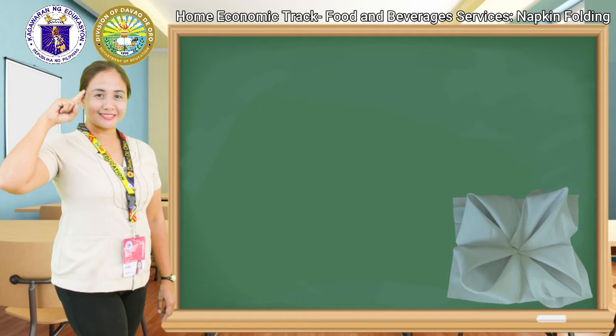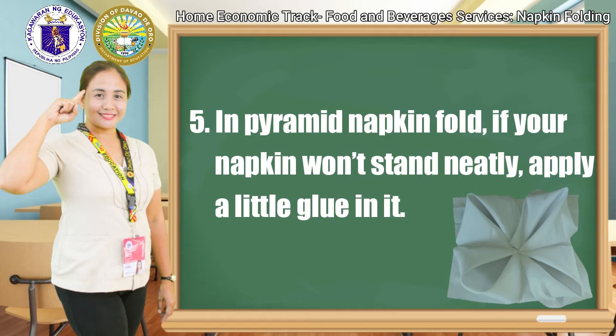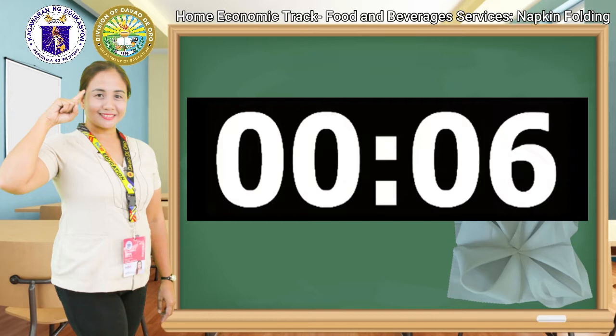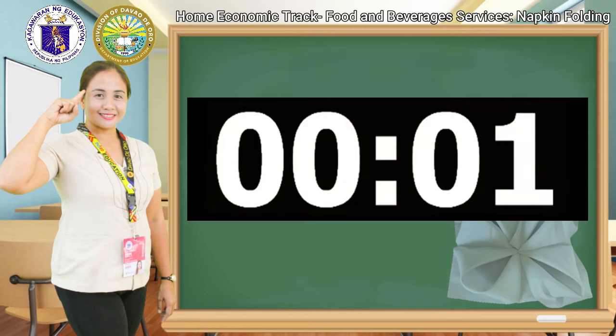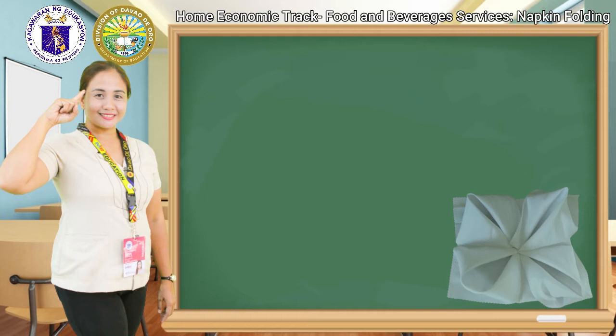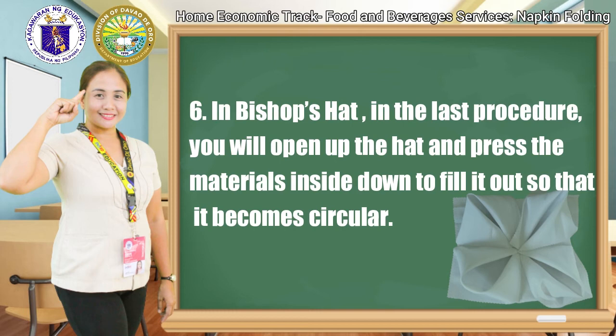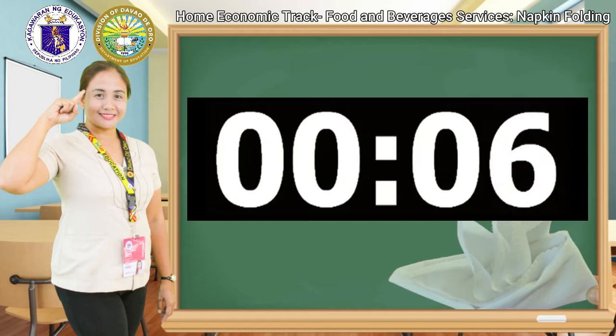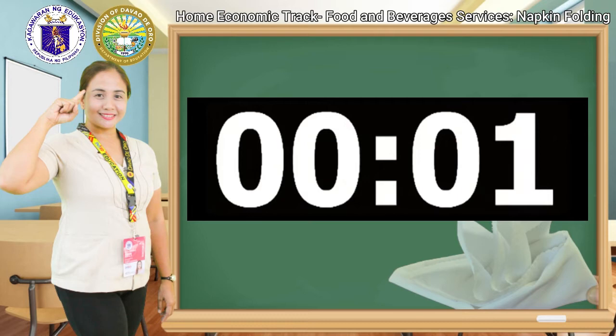Yay! Number 5. In pyramid napkin fold, if your napkin won't stand neatly, apply a little glue in it. True or false? Well, the answer is false. Yay! Number 6. In Bishop's hat, in the last procedure, you will open up the hat and press the materials inside down to fill it out so that it becomes circular. True or false? You're right! The answer is true!